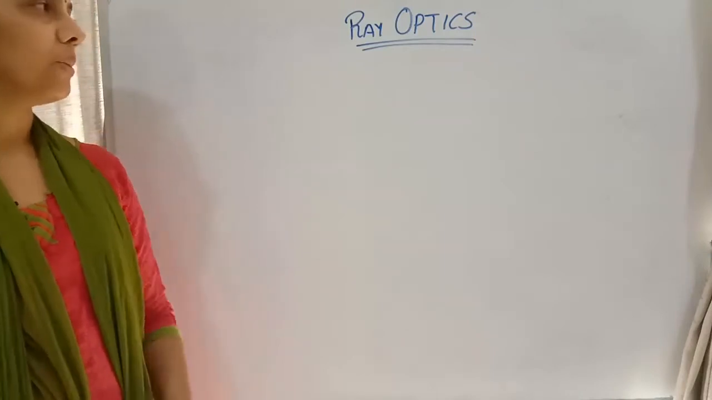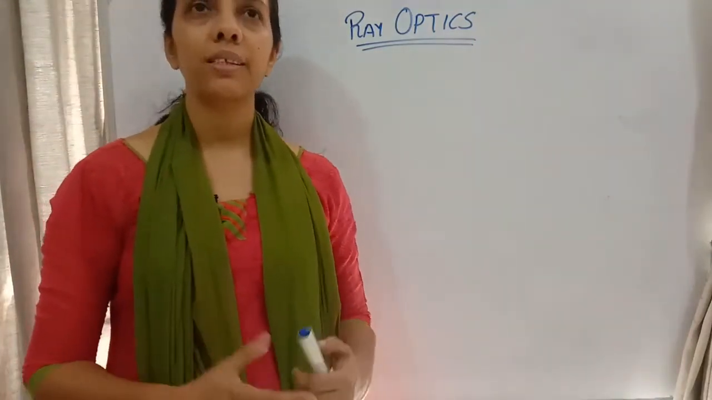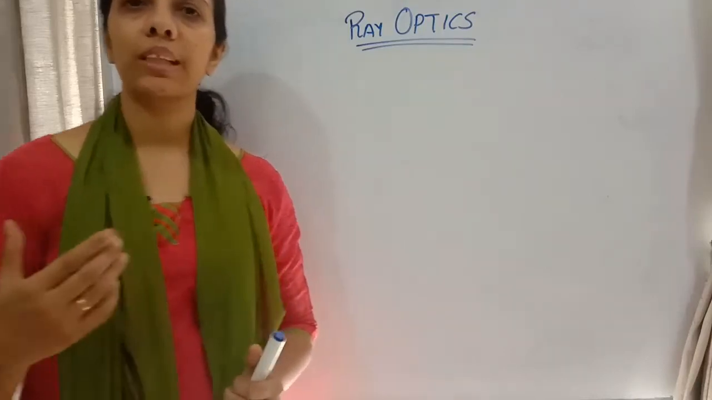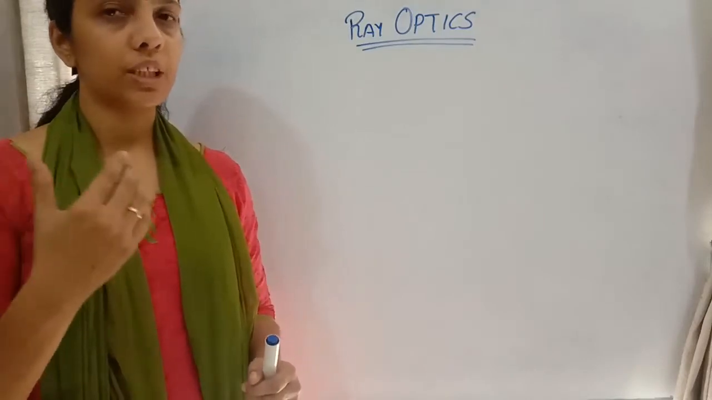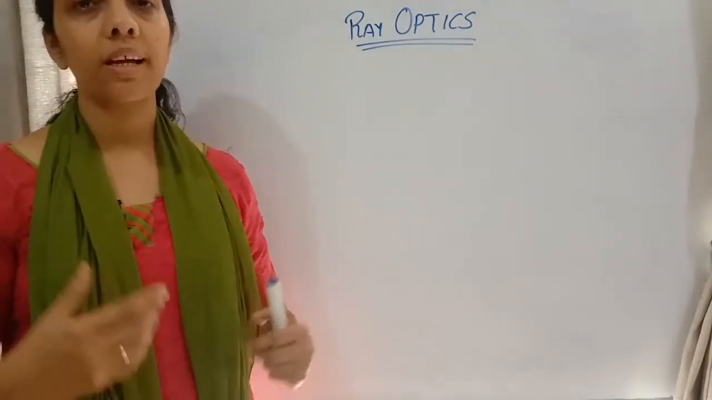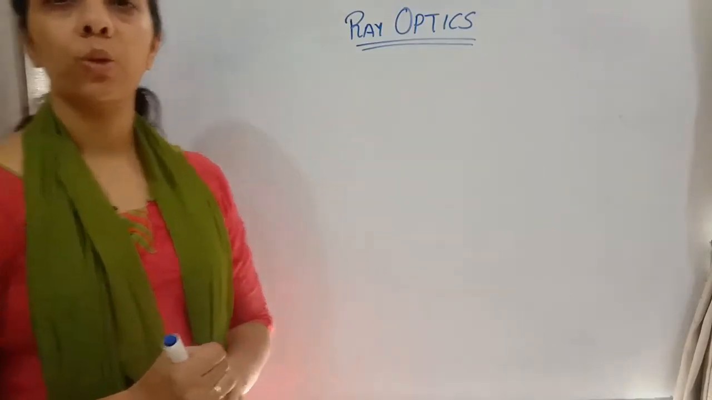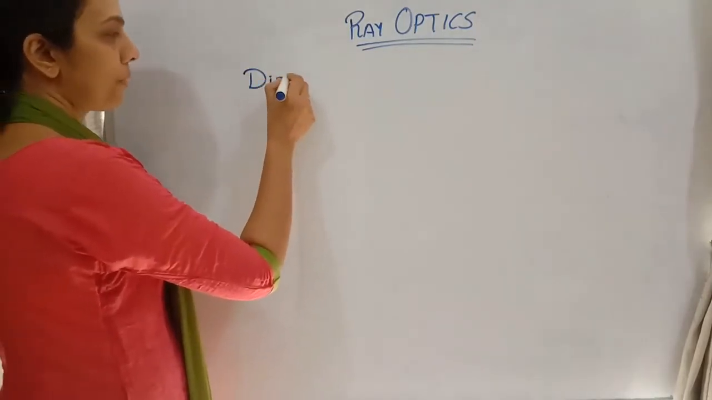In today's video, we are continuing with our ray optics portion. And today's topic is dispersion. Last class we learned about the refraction through a prism and the minimum deviation, those formulas, and the graph also. So today we are going to do dispersion through a glass prism.